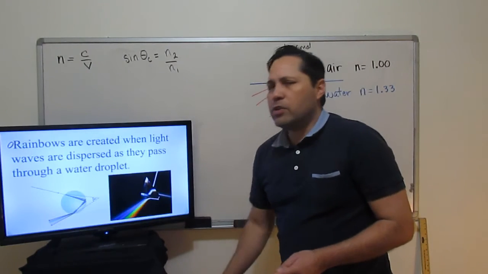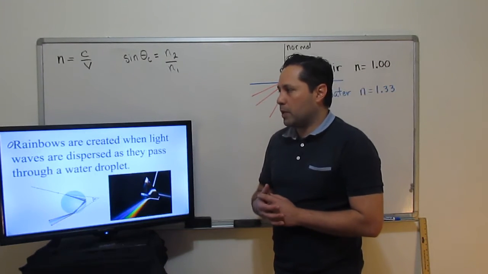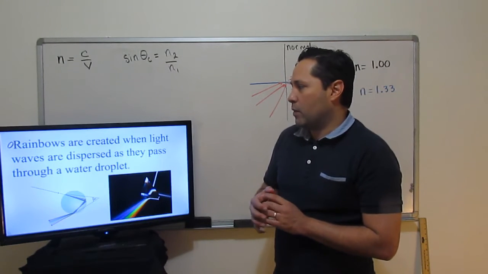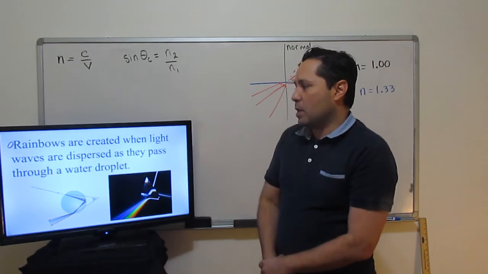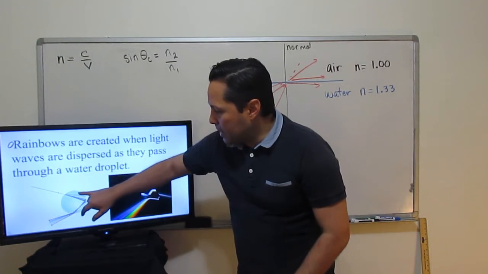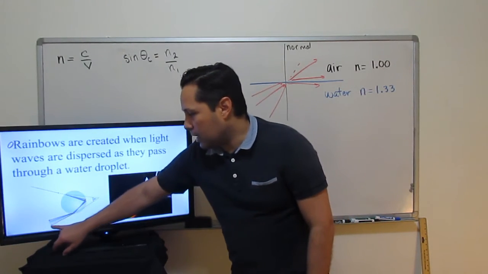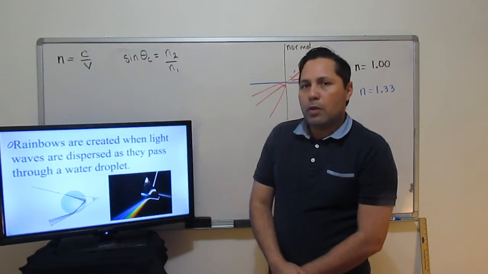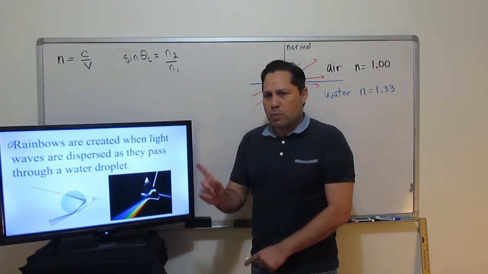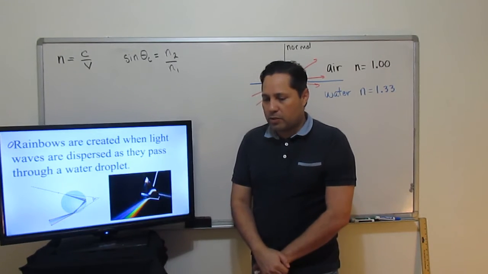All right. Very similar to this is the bending of light inside of a water droplet. So rainbows are created when light waves disperse, they separate as they pass through water. So light comes in, and notice the bend in the angle, and that bend is also going to separate the light, and it comes out as a rainbow. Here they have a prism doing the same effect.